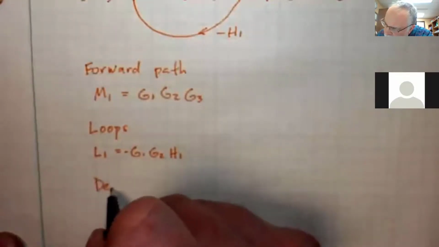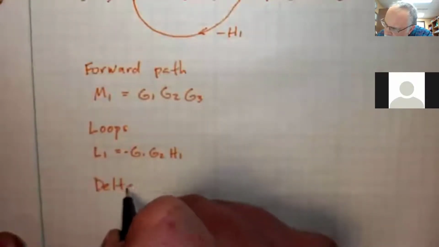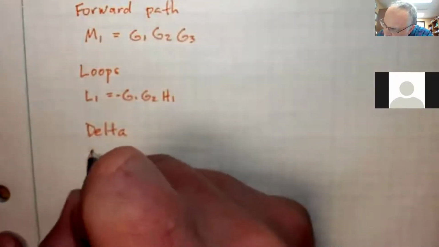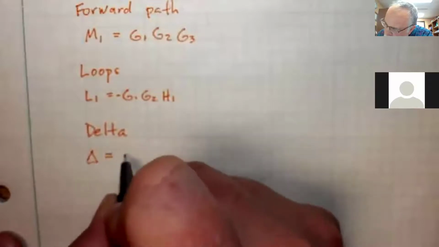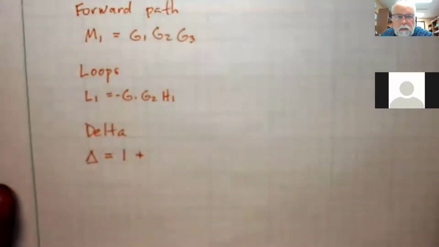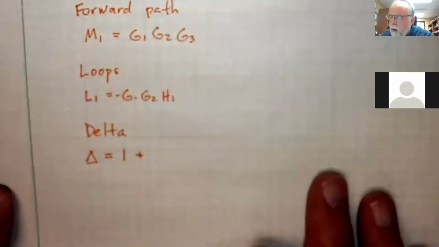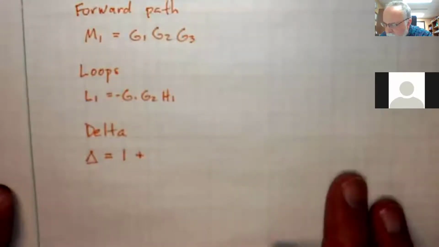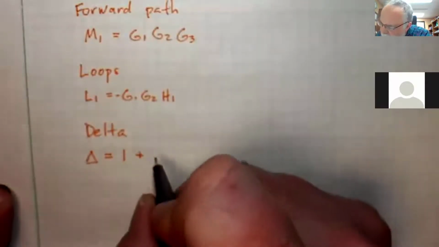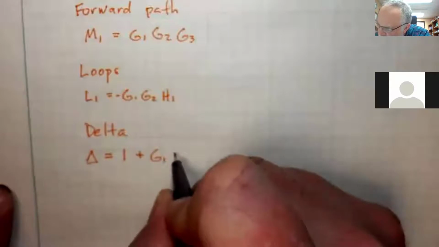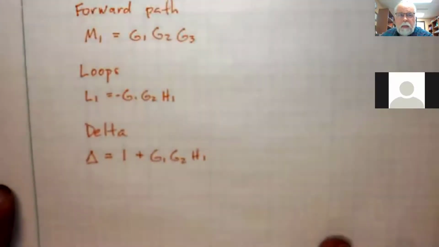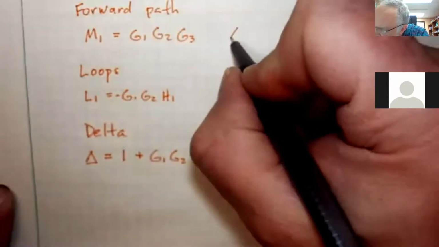And then we're left with the delta. The delta is always 1 plus the individual loop gains. Excuse me, 1 minus the individual loop gains, but there's a minus sign here. So that's why it makes it a plus. G1, G2, H1. There's also a delta for the paths.